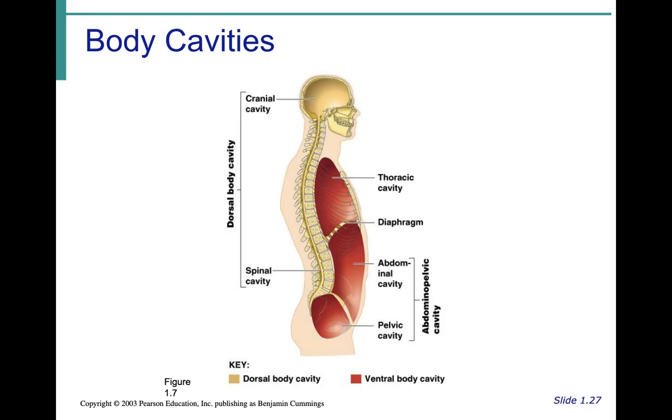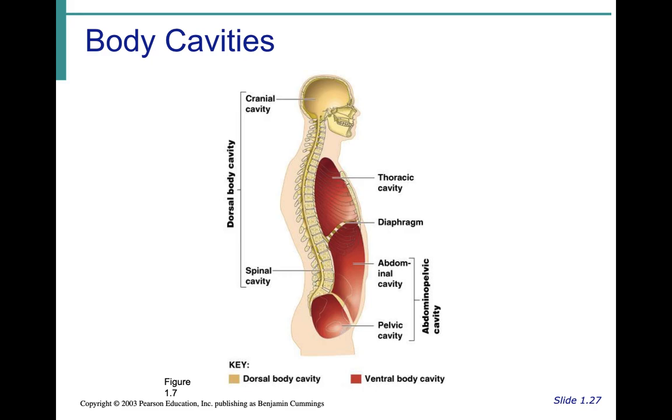The ventral cavity contains the thoracic, which is your chest cavity. It contains the diaphragm, which is the muscle that separates those two body cavities. It contains the abdominal cavity, which has all of your digestive organs. And then pelvic cavity is going to be the reproductive organs. So usually the abdominal and the pelvic together are considered abdominopelvic.